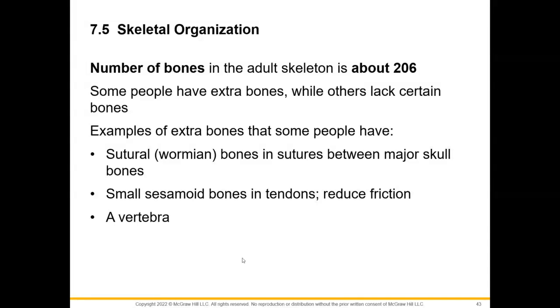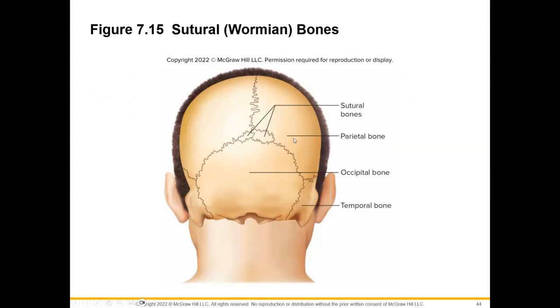Okay, the number of bones in the adult skeleton is about 206. Some people have extra bones while others lack certain bones. Examples of the extra bones that some people have are sutural bones, also called Wormian bones. These are found in sutures between the major skull bones. And then you have small sesamoid bones in the tendons. These reduce friction. And of course, the vertebra. Okay, this picture shows the sutural bones that you find that form as the different cranial bones form.